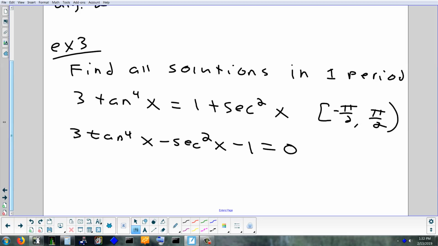So which one do you substitute for? We go with the tangent to the 4th. That's what I mean. So which one do we always substitute for? Secant squared. Yeah, we always substitute for the one that's squared. You always substitute for the one that's squared.